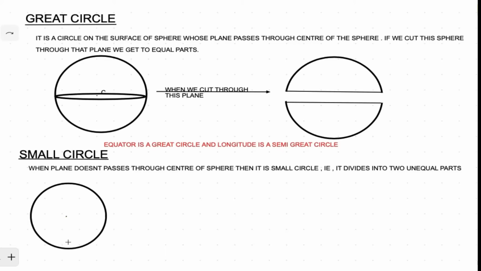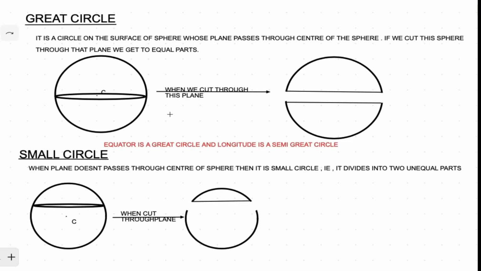So let's see, if this is our circle or the Earth, and this being the center, if we have a plane that is not passing through the center, so if we cut it through that plane, what we get will be two unequal halves, like this. All parallels of latitude or parallels of declination are small circles.